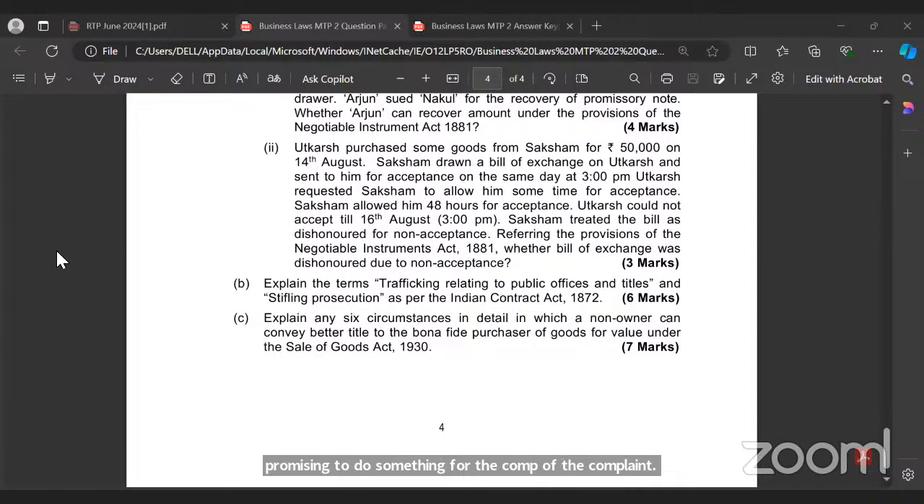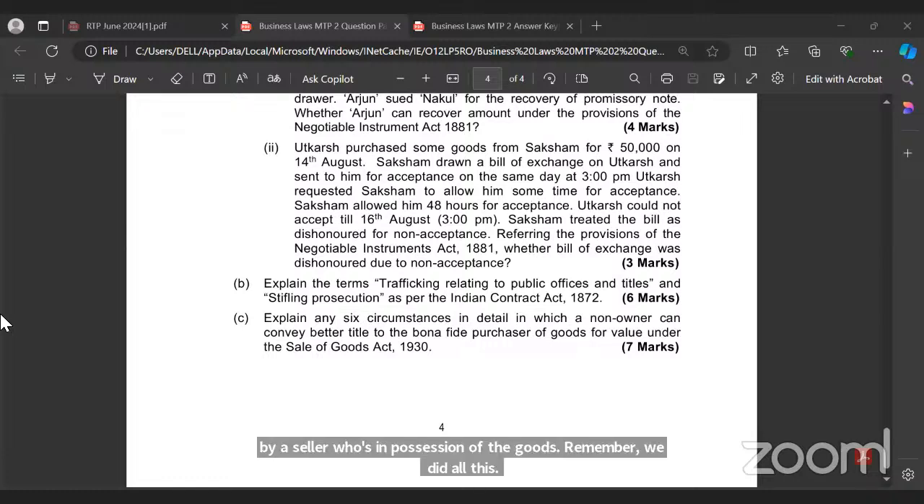Okay, next. Explain any six circumstances in detail in which a non-owner can convey better title to a bona fide purchaser of goods for value under the Sale of Goods Act, 1937. This we did last class, remember? Sale by a mercantile agent, correct or no? Sale by a buyer who's in possession of the goods. Sale by a seller who's in possession of the goods. Remember, we did all these? Correct or no? Yes, sir.